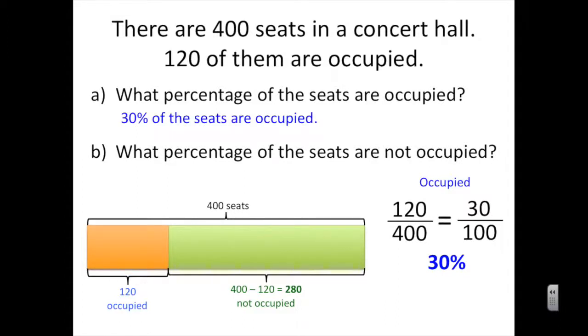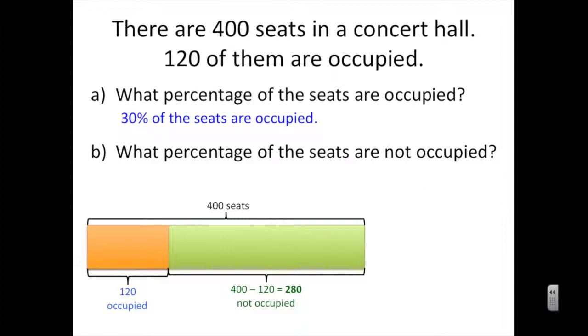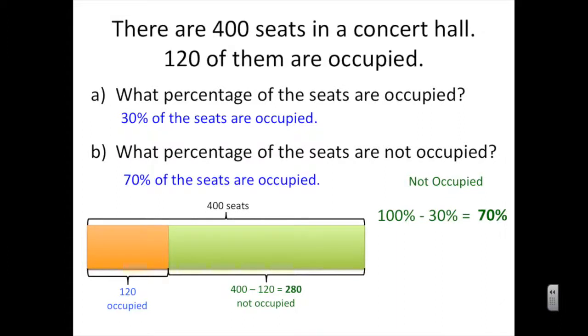There are 30% of the seats that are occupied. Now let's take a look at what percentage are not occupied. We know that we start with 100%. So to solve the number that are not occupied, all we need to do is subtract 30% from 100%. And we're left with 70%. So 70% of the seats are not occupied. 70% are not occupied.